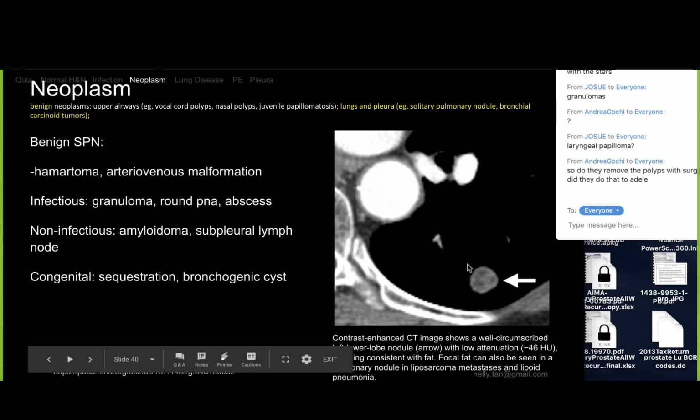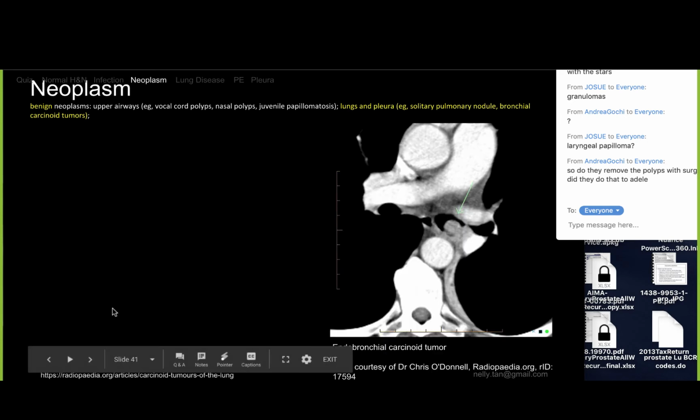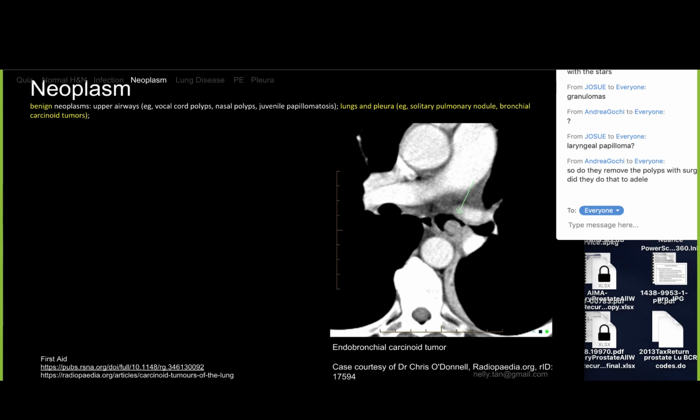But SPNs can be from a lot of different causes: you can have infection, granulomas, round pneumonias, abscesses, amyloid, sequestration, bronchogenic cyst. What do you see here on this slide? So this is a chest contrast enhanced CT because you see the aorta or pulmonary artery being lit up. And then this is the left main bronchus, the right main bronchus here. What do we see here?